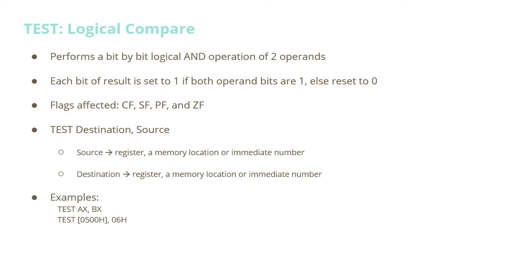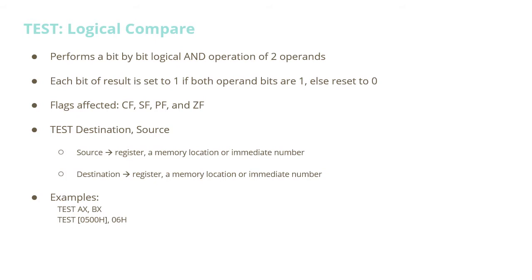The next instruction that belongs to the logical instruction category is the test instruction. This instruction performs a bit-by-bit logical AND operation of two operands. Each bit of the result is set to 1 if the corresponding bits of both operands are 1, else the result bit is reset to 0. The result of this ANDing operation is not available for further use, but the flags will be affected in this case. The affected flags are the carry flag, the sign flag, the parity flag and the zero flag.